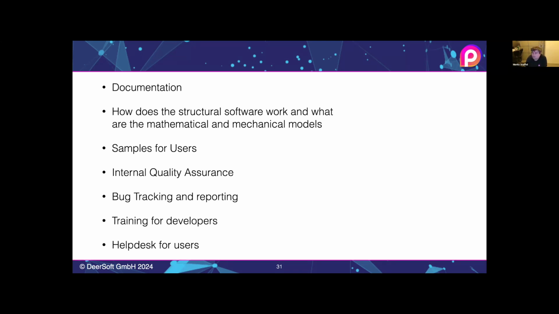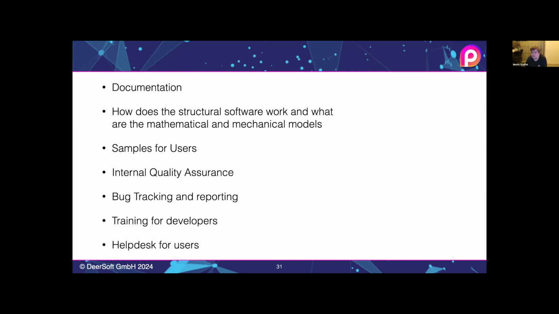We need to offer you bug tracking and reporting. We need to open this to everyone, so not only customers can report bugs, but everybody. That's why we have the support at Production Assist, so that everybody can write in if they find something odd. We need to train our developers quite a lot.